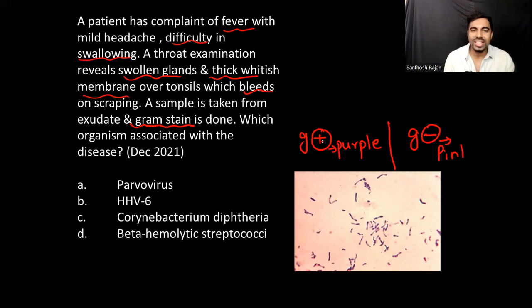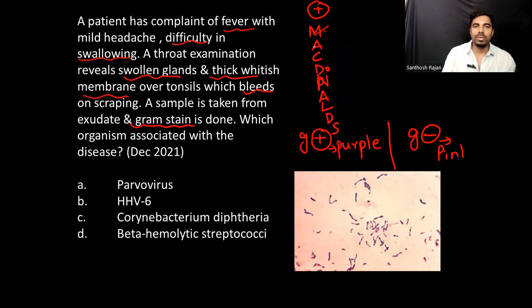First clue. Second clue, gram positive has come, so what is the shortcut for positive? What is the favorite restaurant of all positive people? I love McDonald's. So maybe I'm also a positive guy. I go to McDonald's. Positive means McDonald's. M-A-C, Mac. D-O-N-A-L-D-S, McDonald's. So M is for mycobacterium. We're going to repeat again. Mycobacterium.